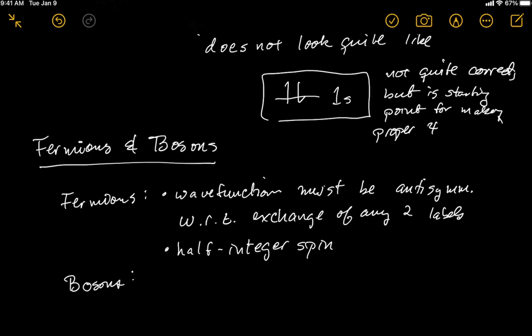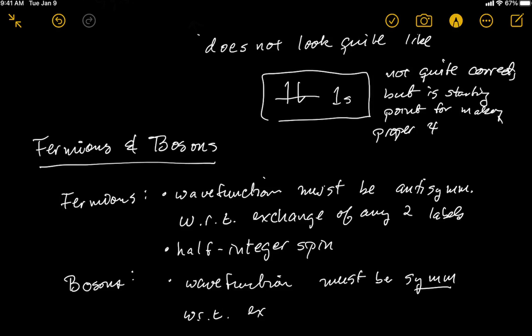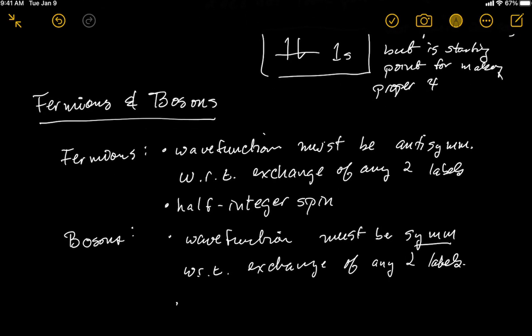And for bosons, the wave function must be symmetric with respect to exchange of any two labels. And these have integer or zero spin. Of course, then matter is broken down into elementary fermions, composite fermions, elementary bosons, and composite bosons.